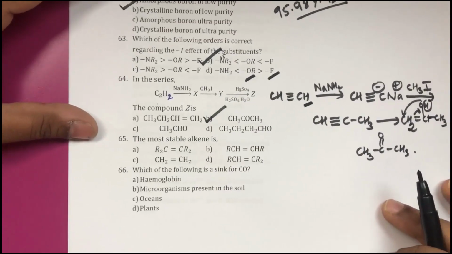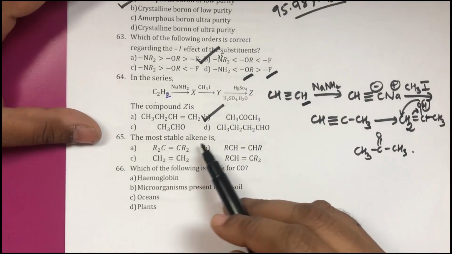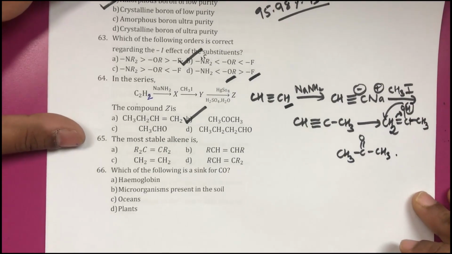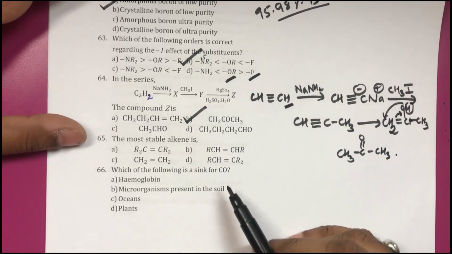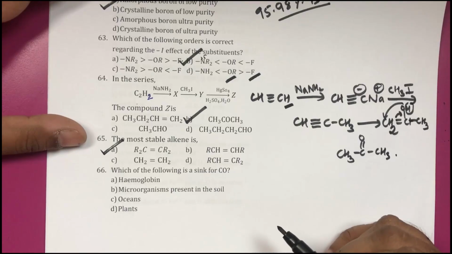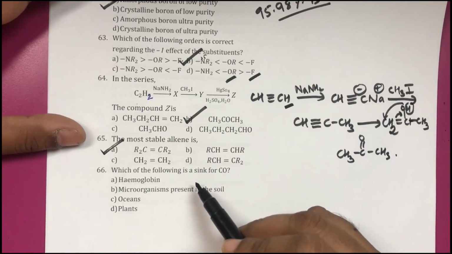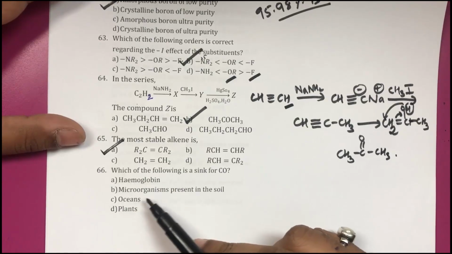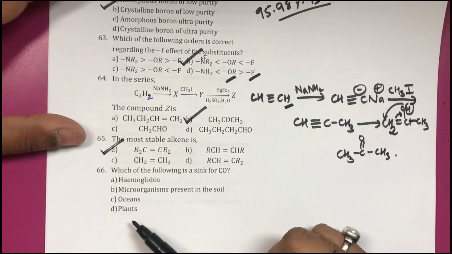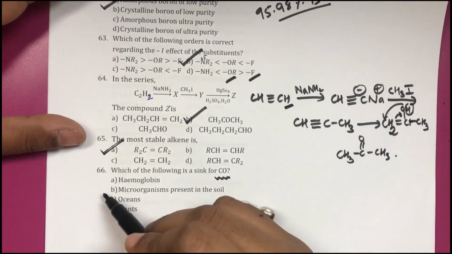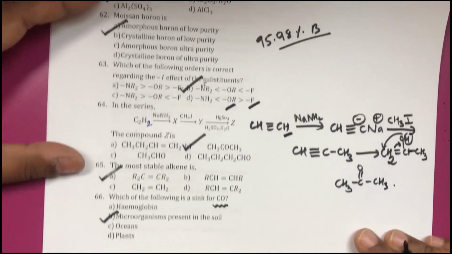Question number 65, the most stable alkene is. The most stable alkene is the one which has more substitution. Hence option A, the most substituted alkene, is the most stable alkene. Which of the following is the sink for carbon monoxide: hemoglobin, microorganisms present in soil, ocean, or the plants? The best sink for carbon monoxide is the microorganisms which can decompose the carbon monoxide.